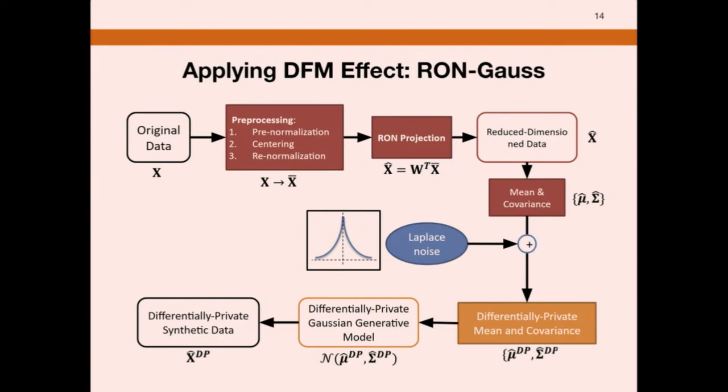This is how we apply it in a little bit more detail. So you start with the original data. I show here as an X. Think of it as database. Then we do a little bit of pre-processing, including pre-normalization, centering, and another normalization. This is done because, based on a theorem by Mikes, there is a sort of a condition where the DFM effect would apply, and this is done so that it would match that condition. And empirically, it also showed to improve performance quite a lot as well.